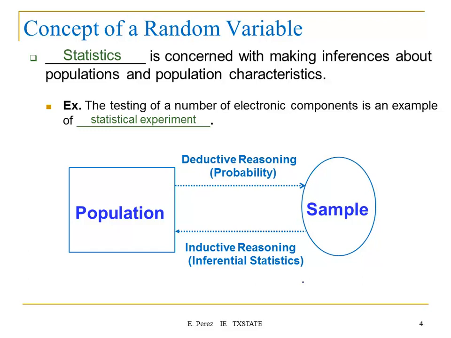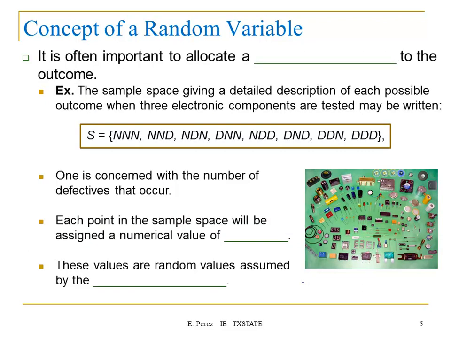So we start by saying what statistics is doing. It's concerned with making inferences about your sample, so you can make deductions or comments about your population. But it is often important to allocate a numerical description to an outcome. If you remember the head and tail experiment, we were just saying head, tail, tail, but we were not assigning any value to those outcomes in your sample space. Now with random variables, we're going to assign values to each outcome in your sample space.